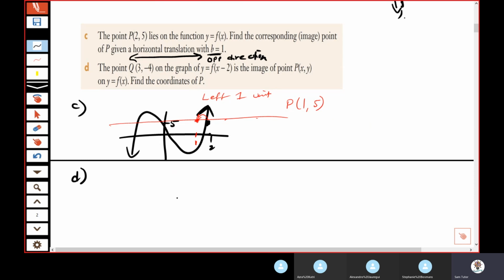All right, D. The point, again, let me just draw something up real quick. The point on the graph of y equals f of x minus 2 is the image of point P on y equals f of x. Find the coordinates of P. So what's the difference between C and D?